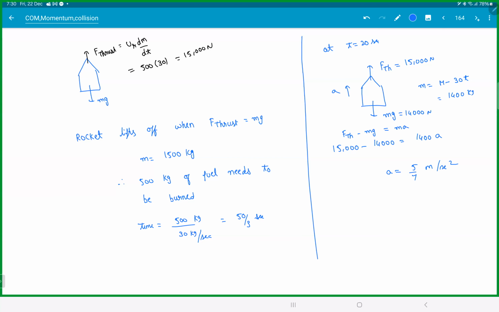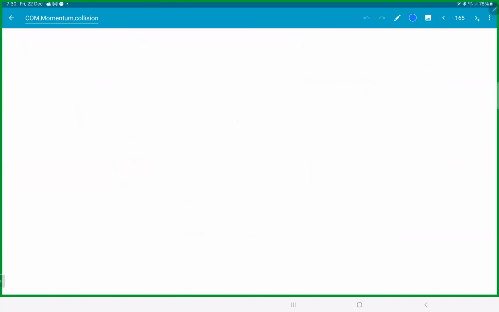Any doubts on this? So that's it. So the main thing, when you see rocket propulsion, just put an F thrust force and the mass keeps changing. Let's see a better version of this.